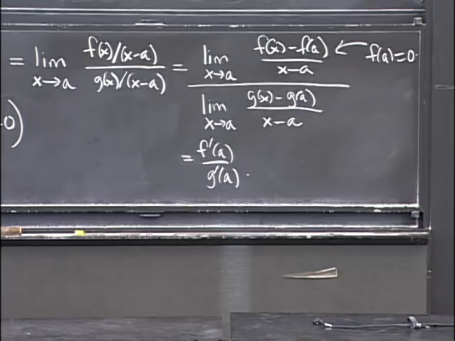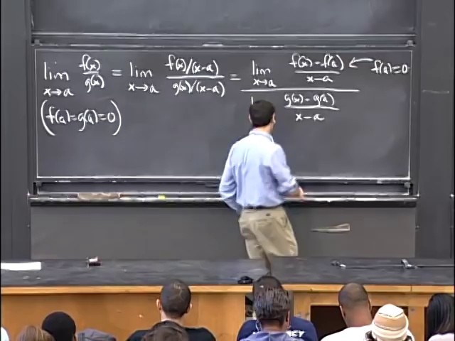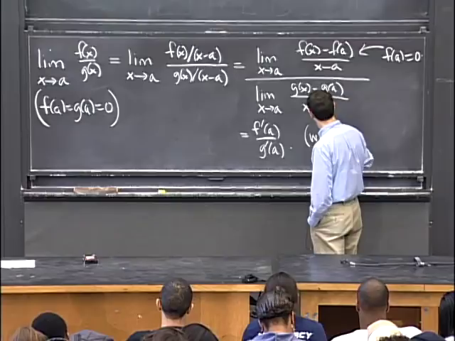So that's it. That's the technique. And this evaluates the limit. And it's not so difficult. The formula is pretty straightforward here. And it works provided that g prime of a is not 0.